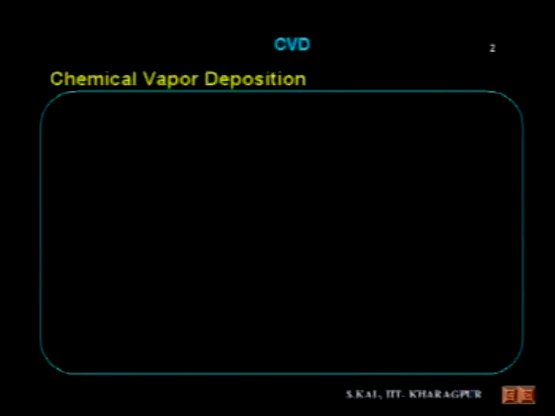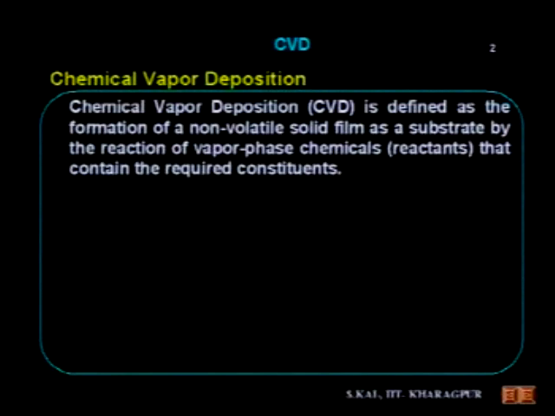Chemical vapor deposition is defined as the formation of a non-volatile solid film on a substrate by the reaction of vapor phase chemicals, which are called reactants, that contain the required constituents. Here the vapor phase chemicals may be in gaseous phase, or sometimes we use liquid chemicals which are vaporized and flown into the reaction chamber with certain partial pressure for the reaction to take place and to grow the film.